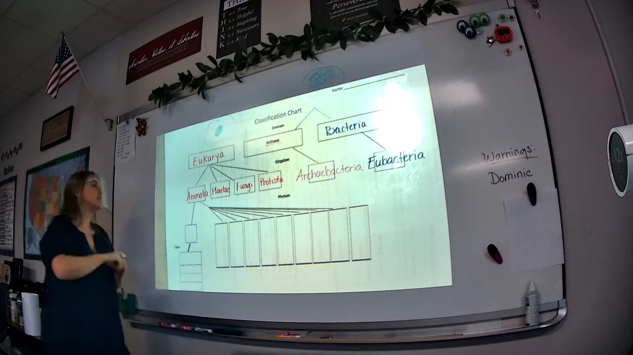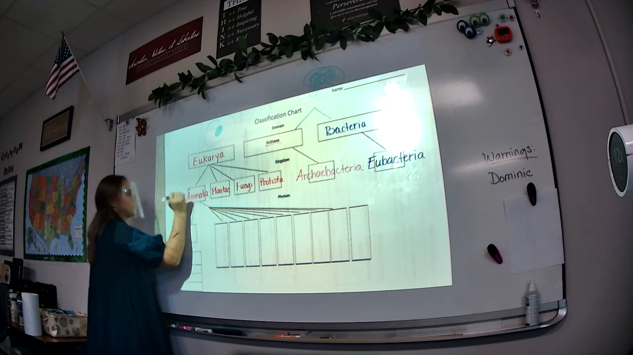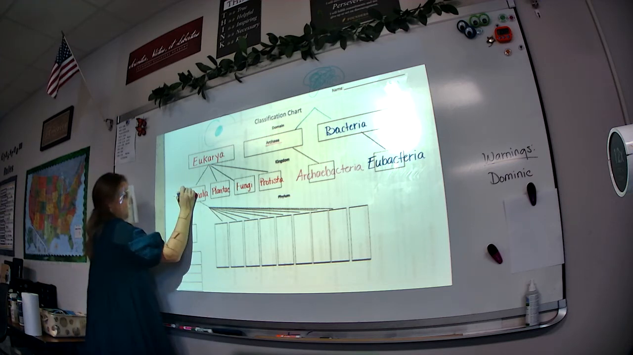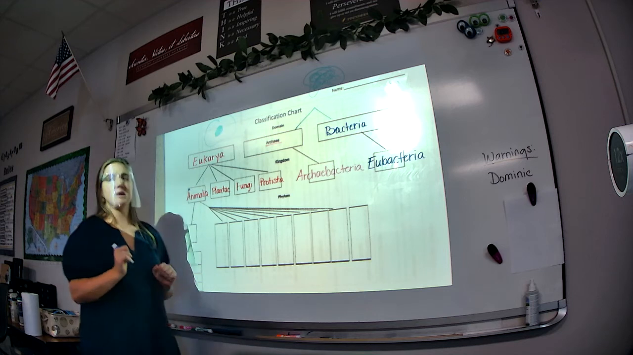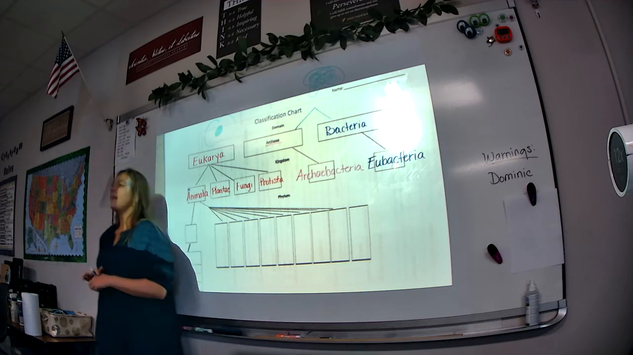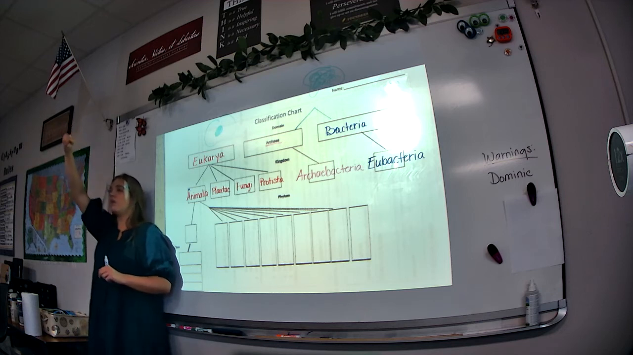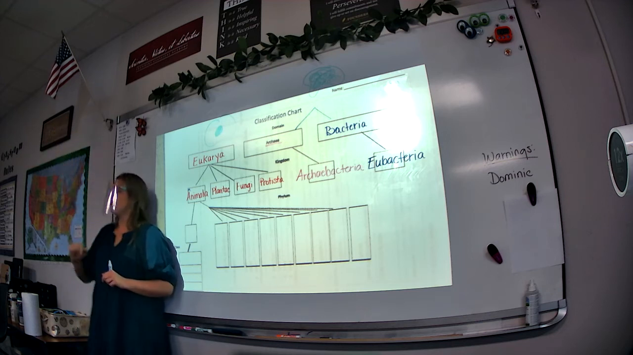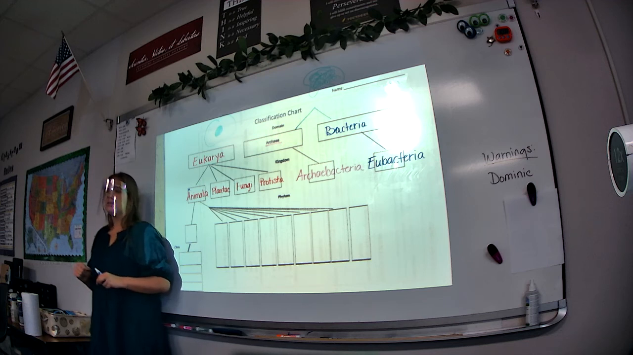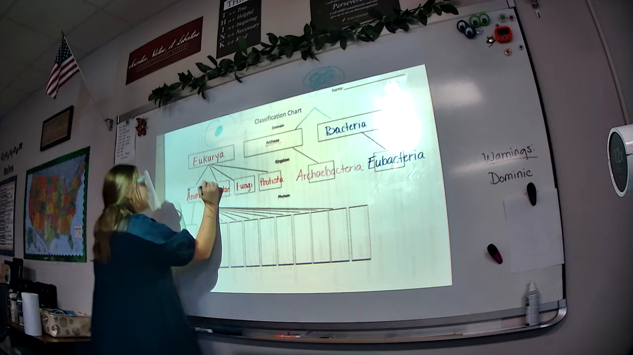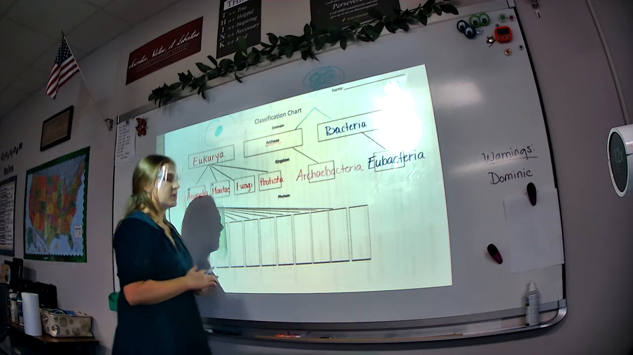Good. It is multicellular, so we're going to put a little M in the top corner of the box. That way we know it's multicellular. What about Plantae? Give me an M for multicellular or a U for unicellular. Plant. Good. M for multicellular. Typically, plants are going to be multicellular.